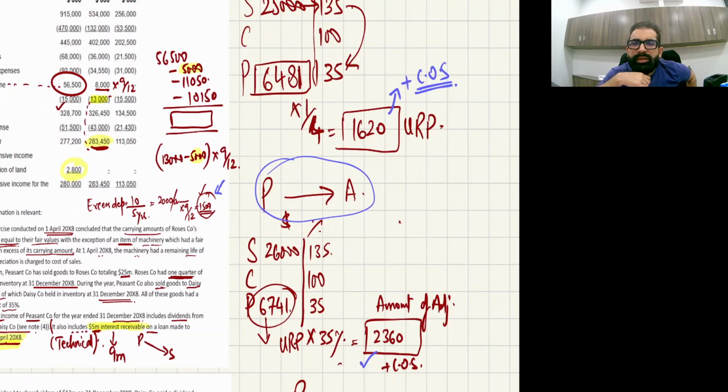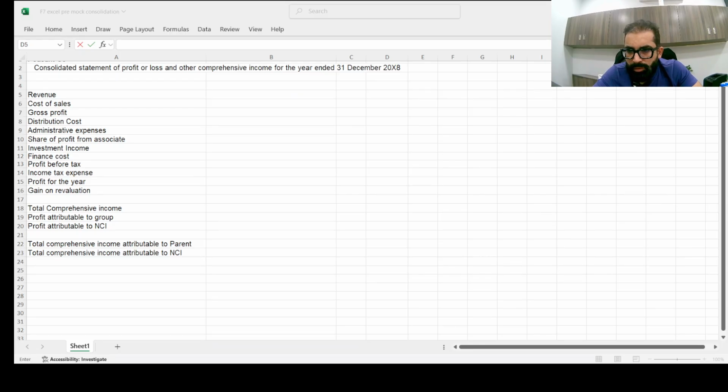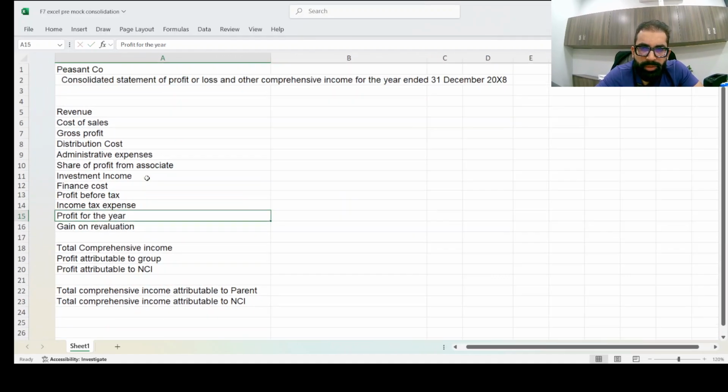Now listen, there are some workings which I have already covered here. So I won't be doing them in the Excel sheet again because we need to save time as well. Okay. So now we are moving towards this Excel part.